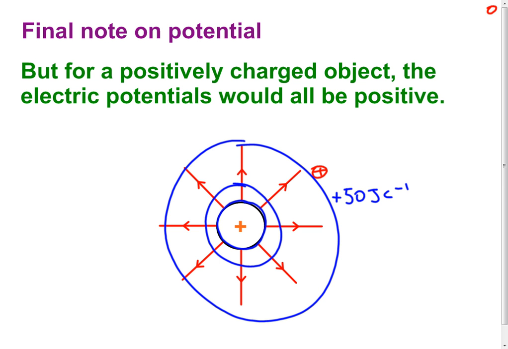Whoops, that C should be a big C, coulomb. Now I'm going to have to do even more work to get it closer, so that's going to be plus 60, and then this one here will be even more work, plus 70. So by defining the zero of potential as infinity, it does just change things slightly. We have to think about the sign of the potential carefully.